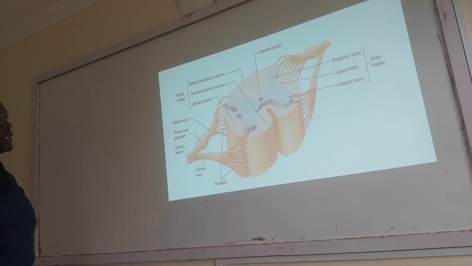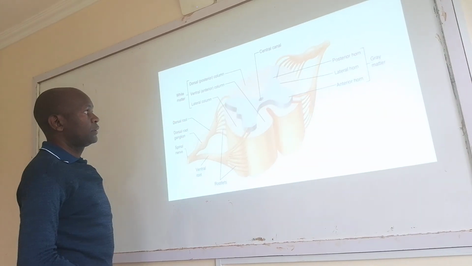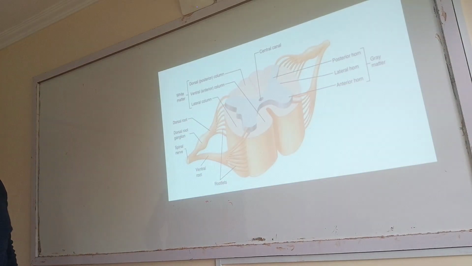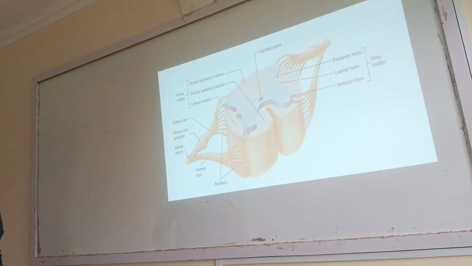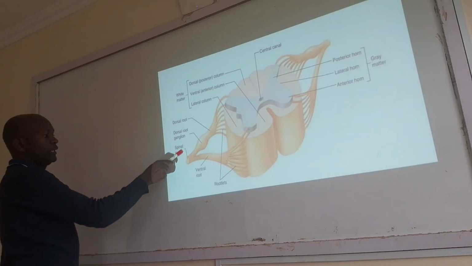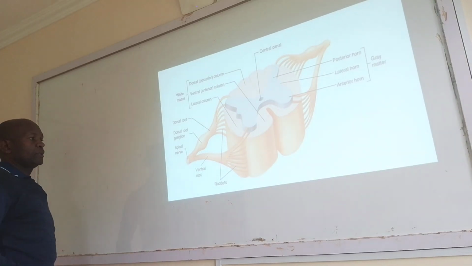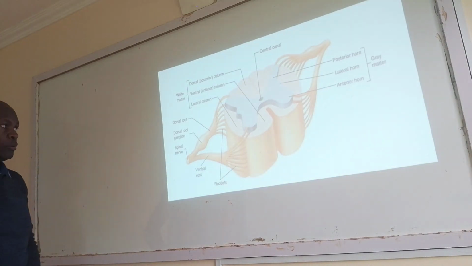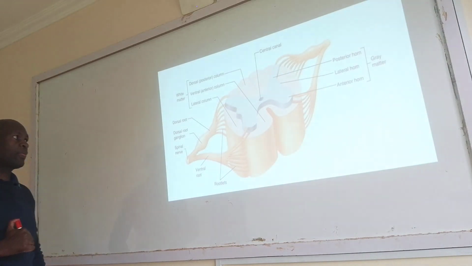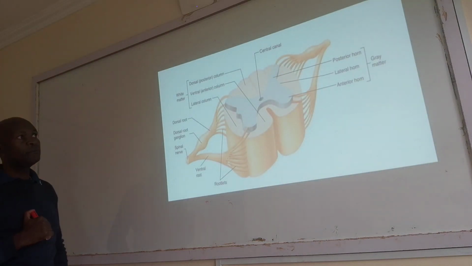This is a cross-section of the spinal cord. At the center, we have what we refer to as the central canal. Then this is the nerve. Remember, we said all spinal nerves are mixed nerves, meaning they have both sensory and motor aspects.